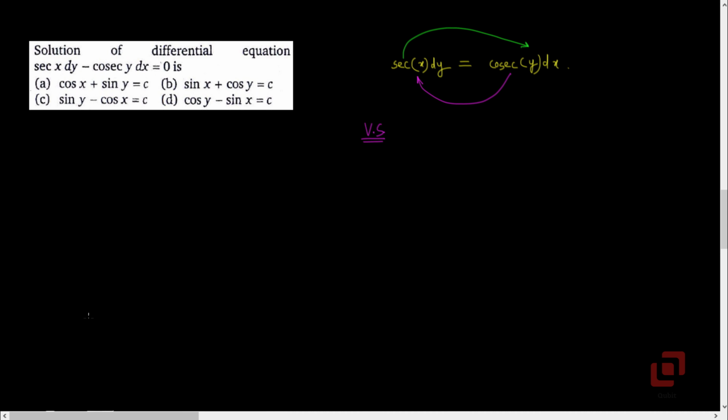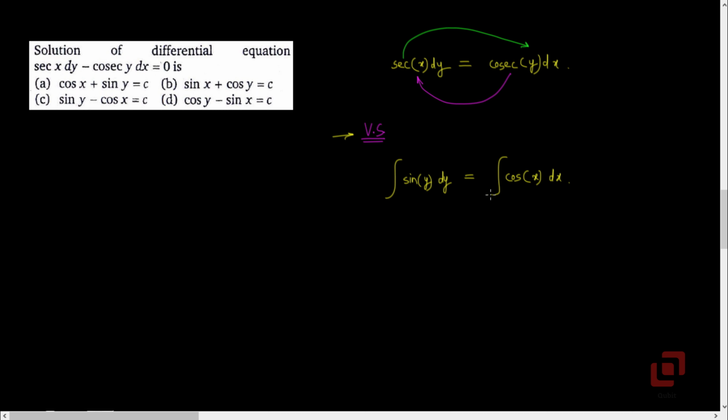So let's do that. Shifting cosec y to the left hand side gives us sin y, dy will be there as it is, equal to, shifting sec x to the other side will lead to cos x dx. Terms containing y are on one side and terms containing x are on the other side. So as said earlier, this is now in the variable separable form.